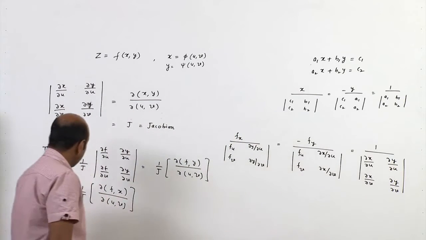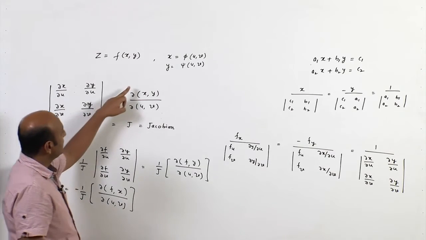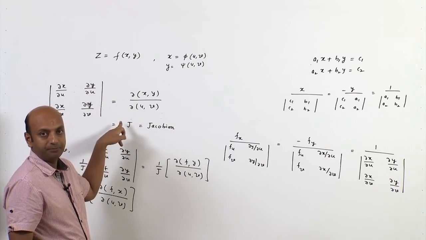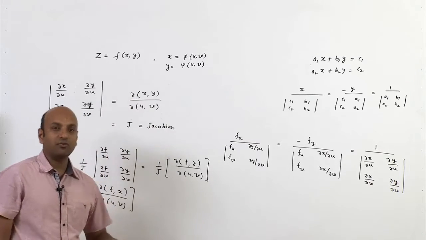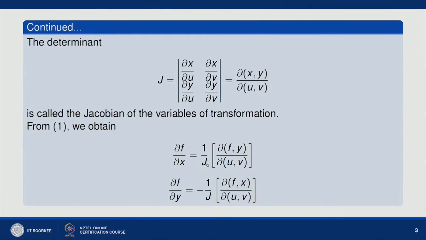So, that is how we can compute fx and fy if we know the values of del f upon del u or del f upon del v. So, this is basically change of variables. So, that is what is given in the PPT, that is del f upon del x is 1 upon j times del of fy upon del of u v. Similarly, fy will be minus 1 upon j times del of fx upon del of u comma v.